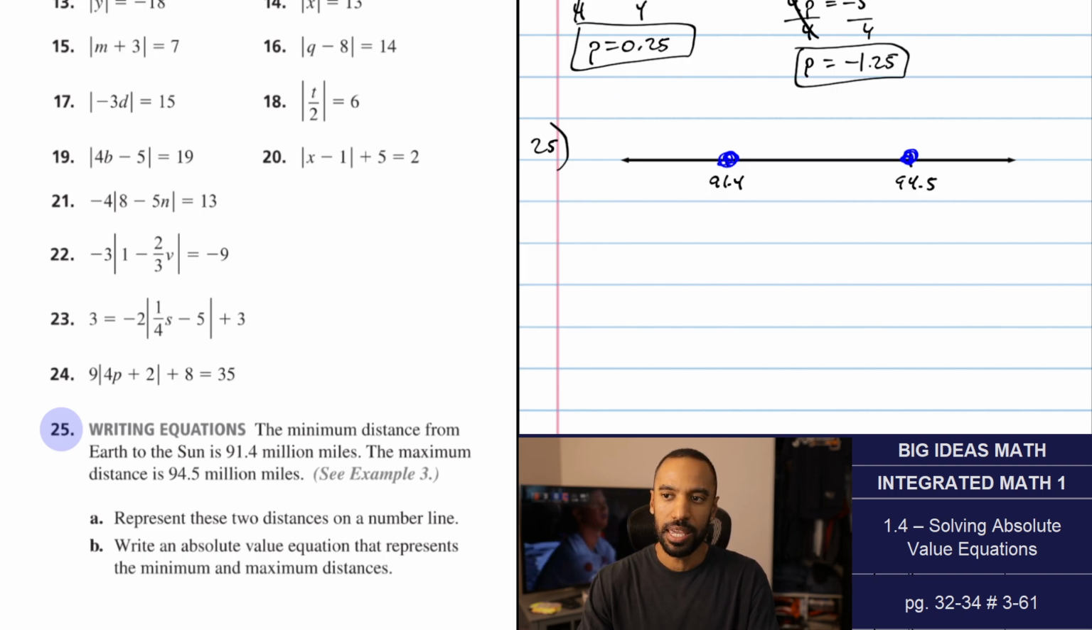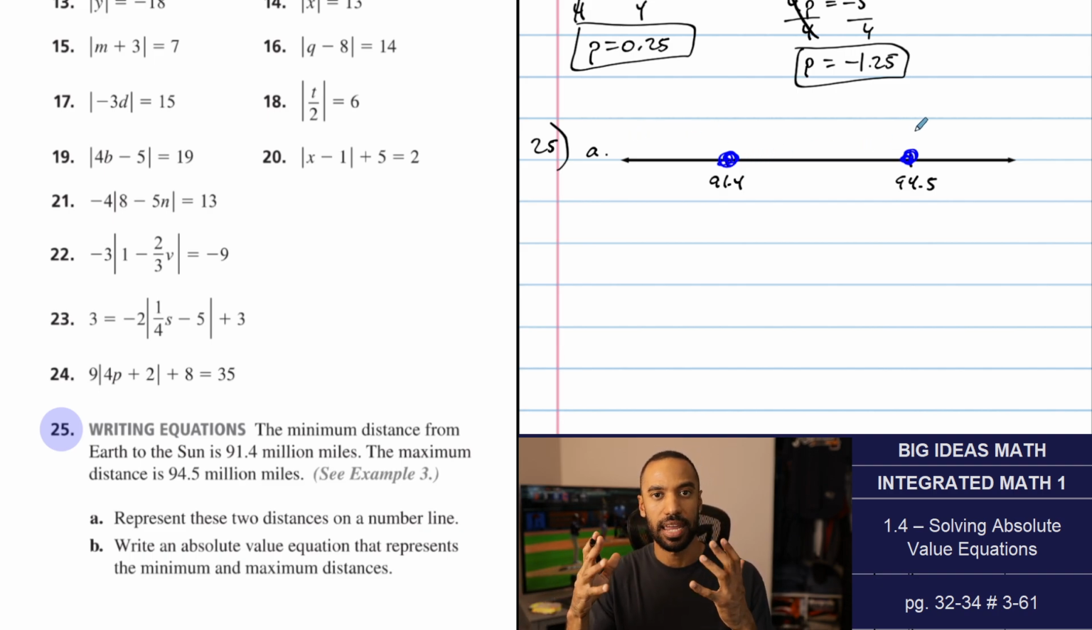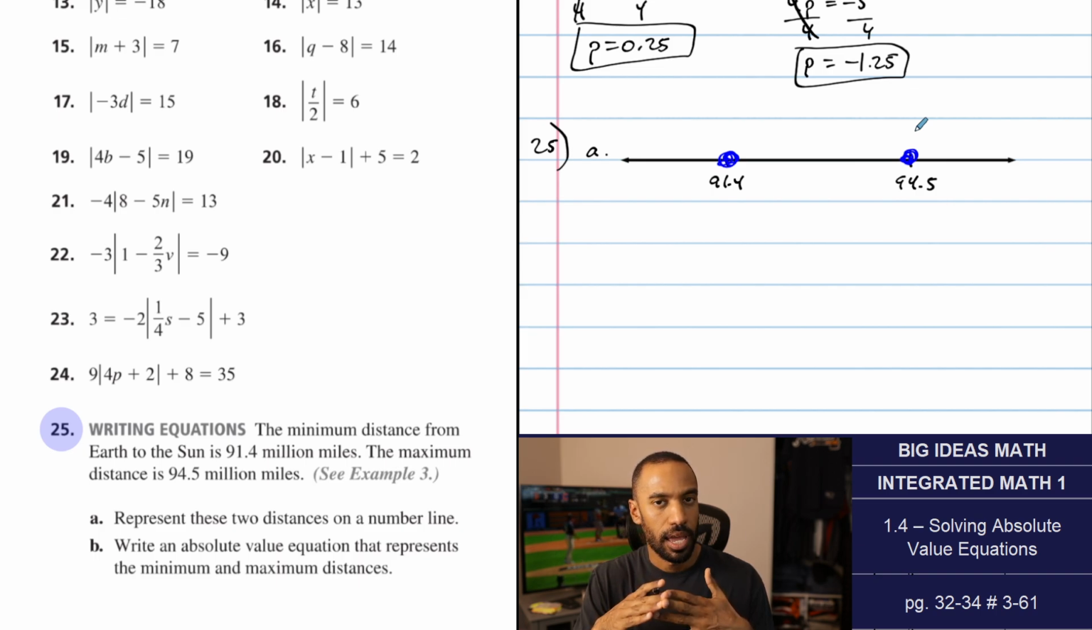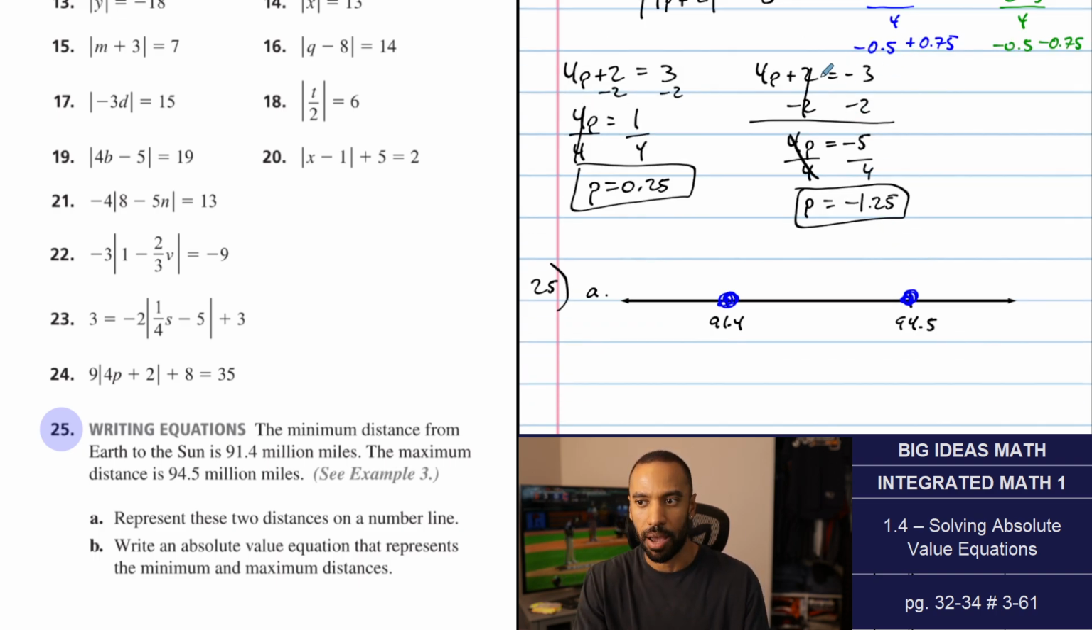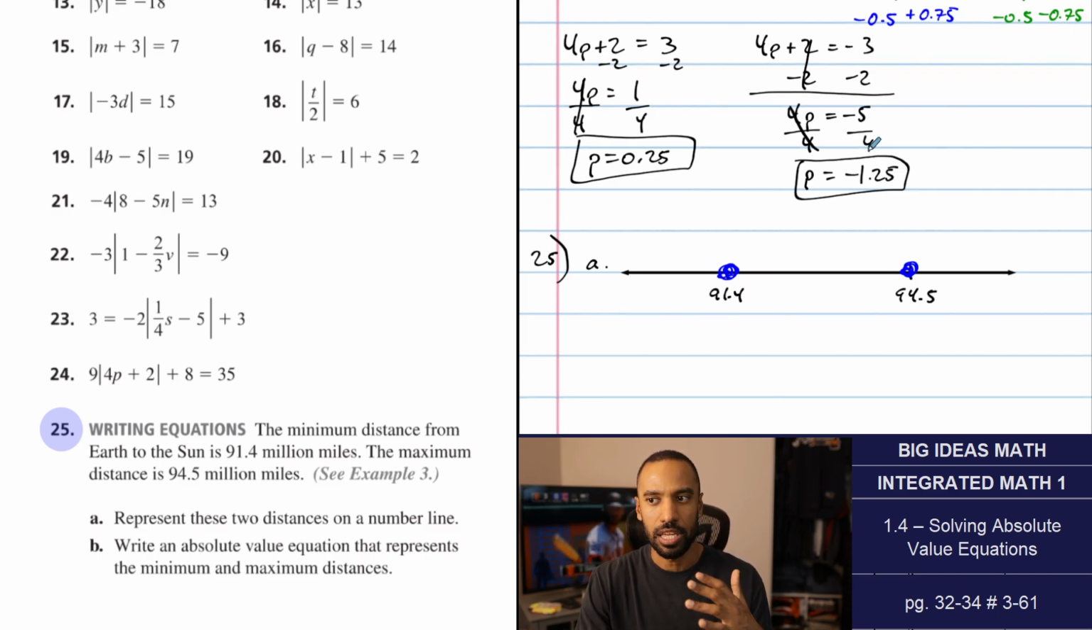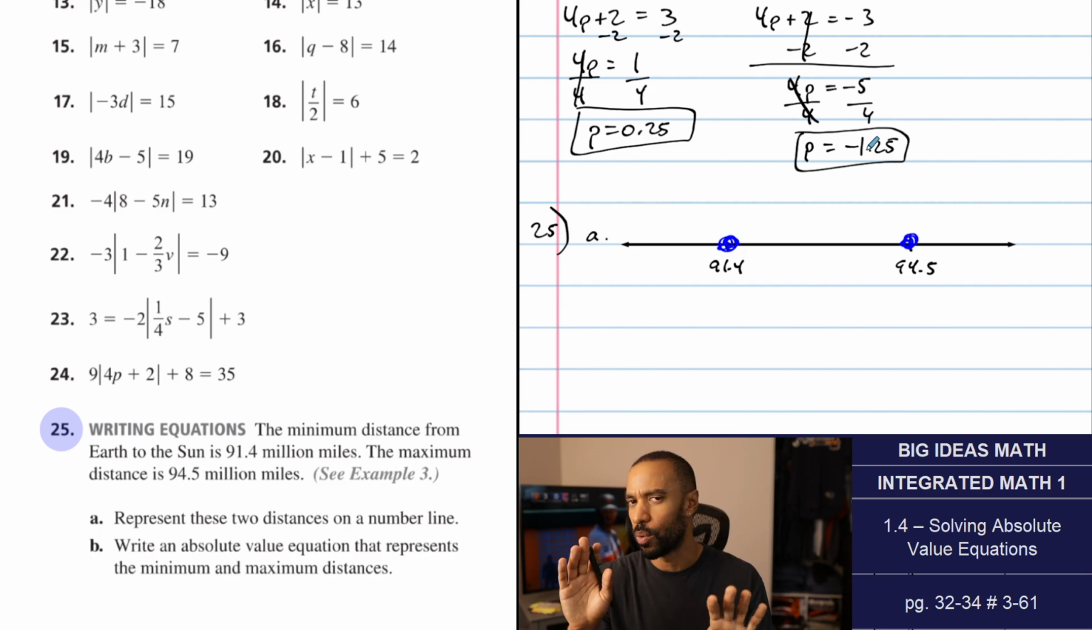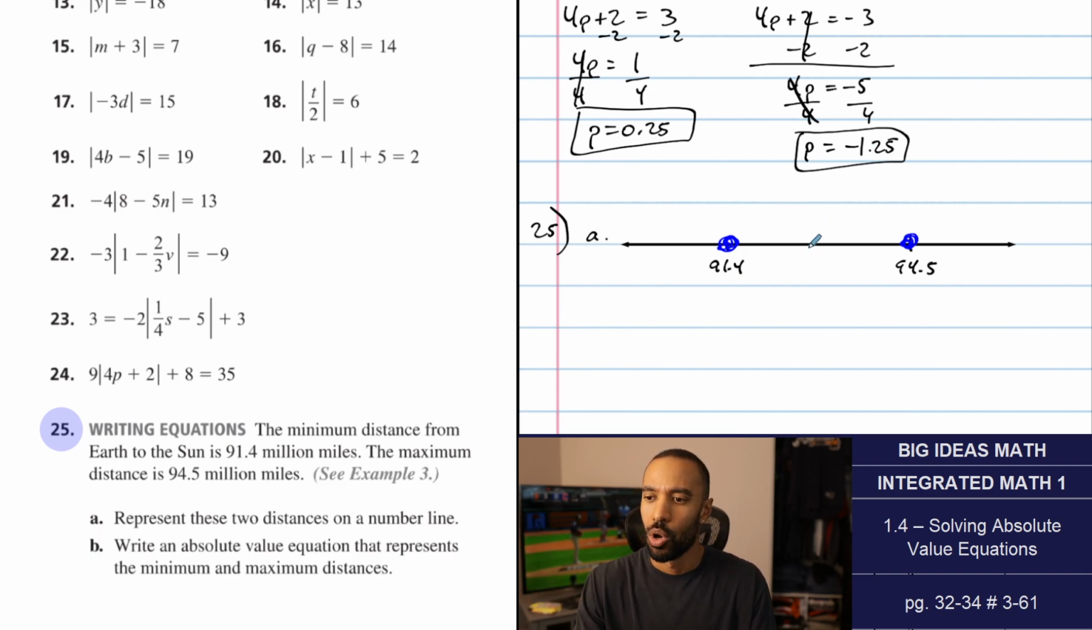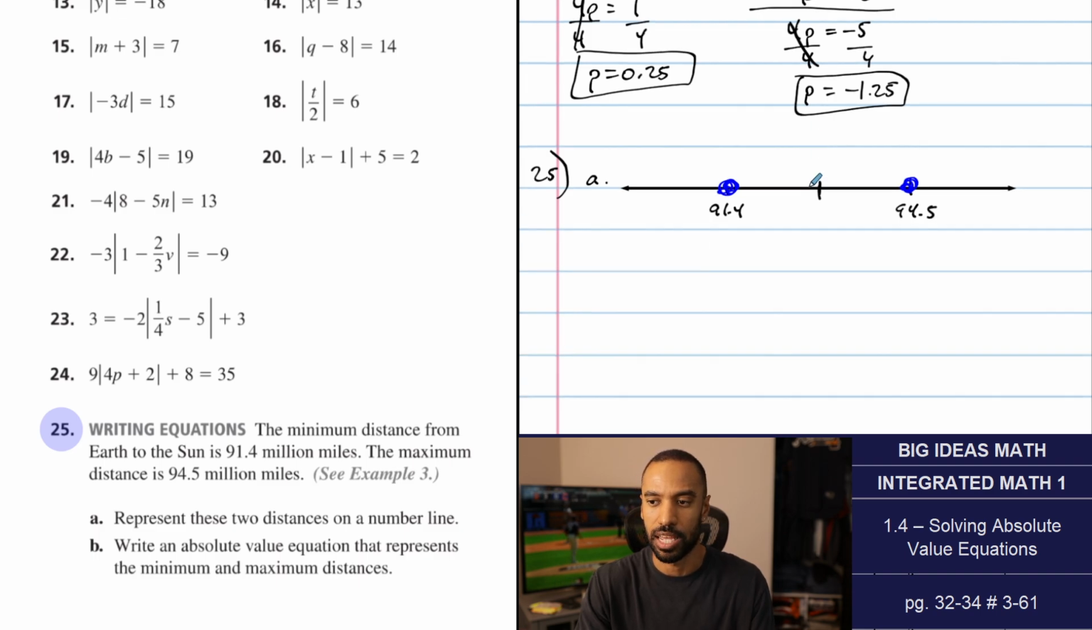Boom. Part B says write an absolute value equation that represents the minimum and maximum distances. What we're going to have to do is find out how far away these both are from a middle value. And then that middle value will be represented by what we do here. It's this plus this number, this minus this number, and either work backwards from that or just write the equation straight from there, right? So what's the in-between number here? Again, either take half this distance, divide it by 2, which I probably recommend, or average these numbers and take half that, take that difference.